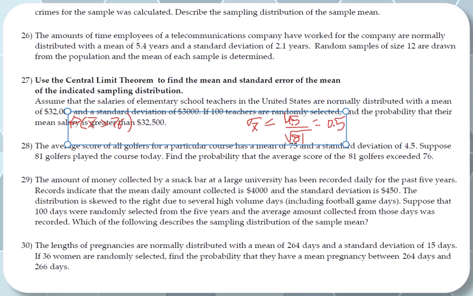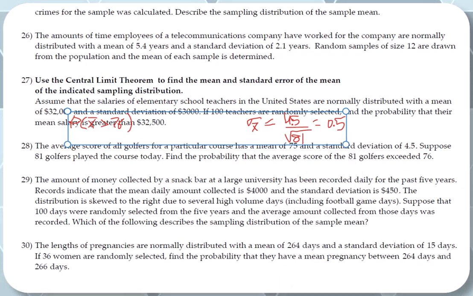The length of pregnancy are normally distributed with a mean of 264 and a standard deviation of 15 days. If 36 women are randomly selected, find the probability that they have a mean pregnancy between 264 and 266. Since the question is about the sample, guys, you cannot use the original standard deviation. So the new standard deviation is going to be 15 divided by square root of 36, which is 15 divided by 6, which is 2.5. So I can't use 15, I have to use 2.5. The mean will remain the mean, 264.